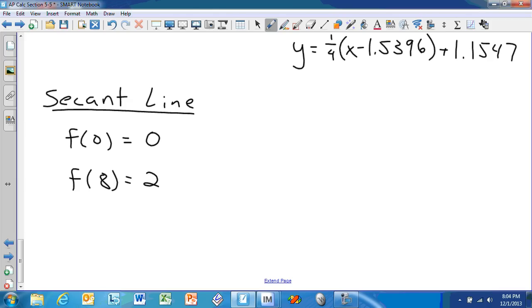So my secant line, we can use the same idea here, use point slope formula. Y minus y1 is equal to m times x minus x1.